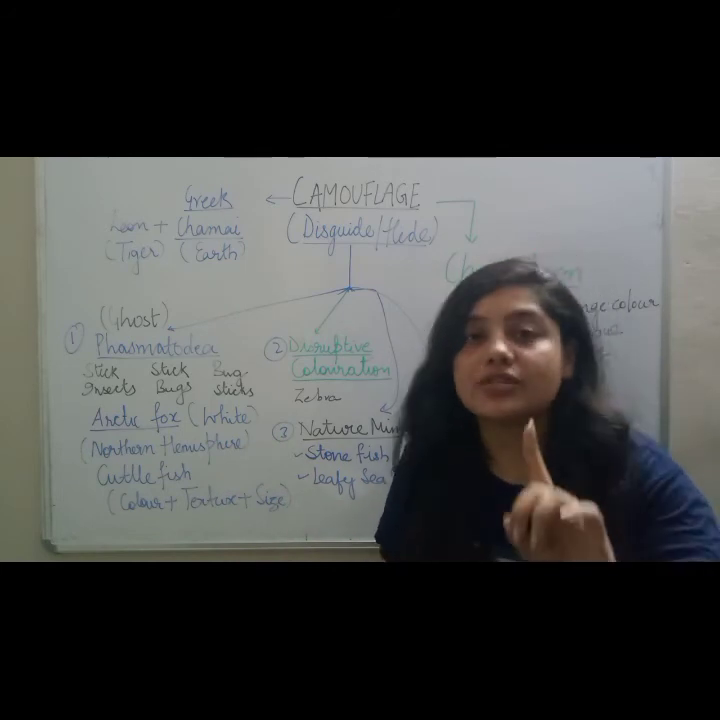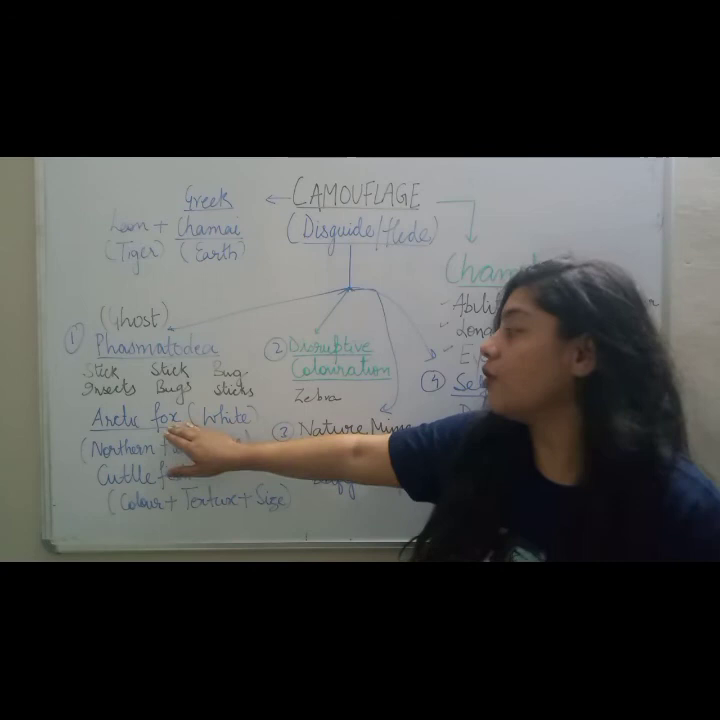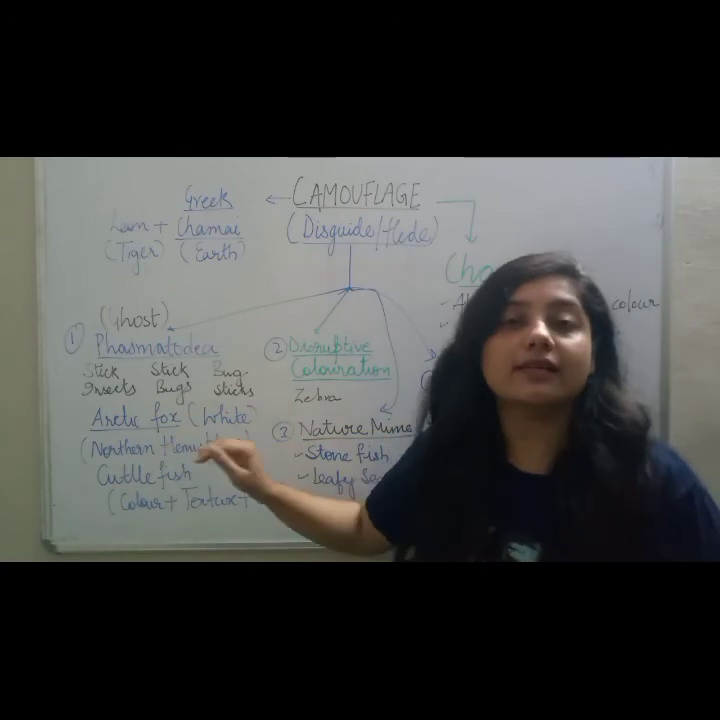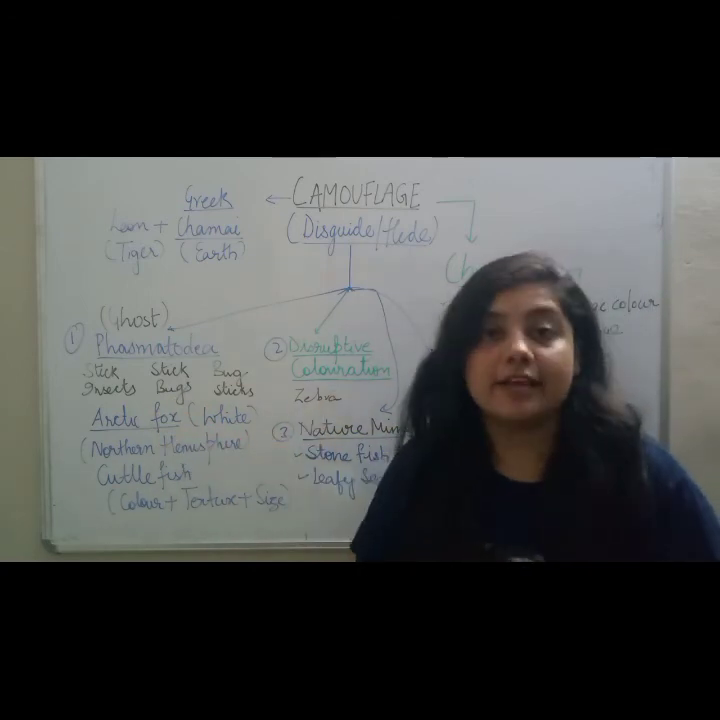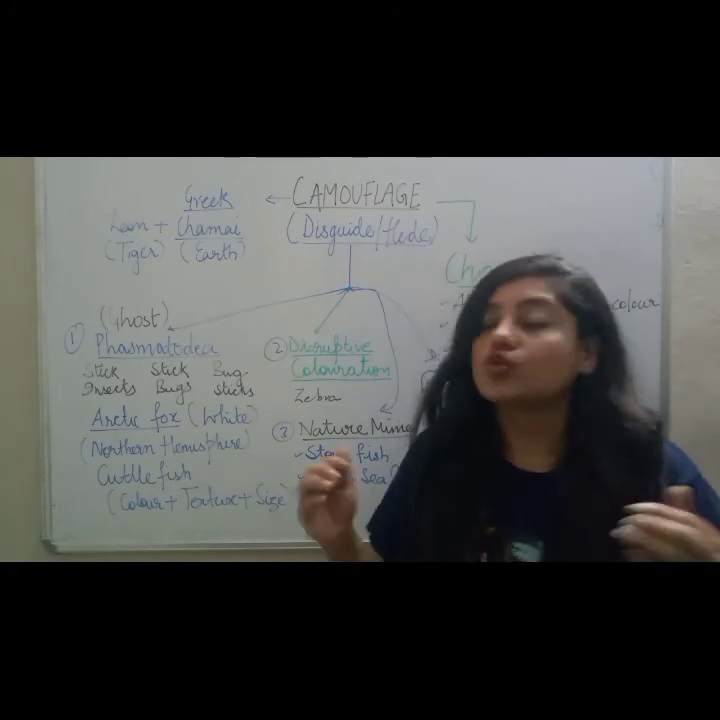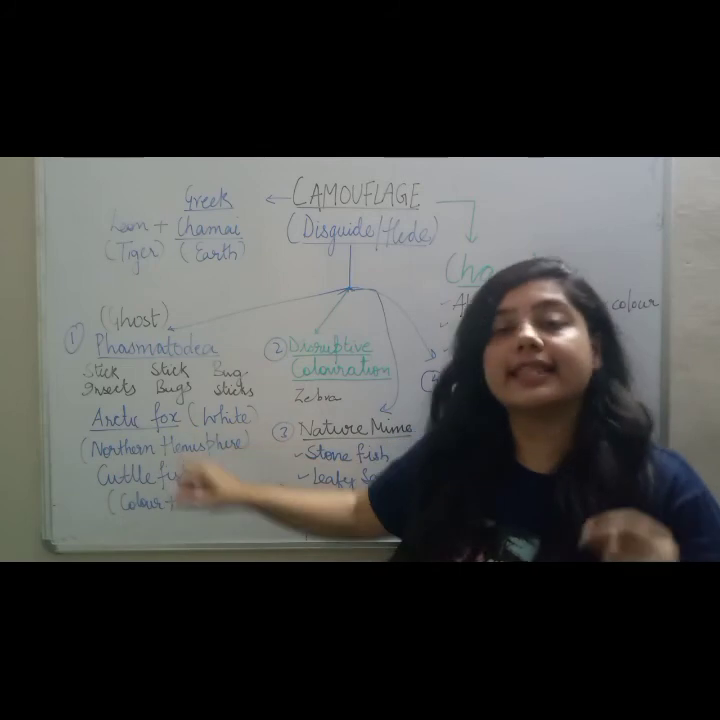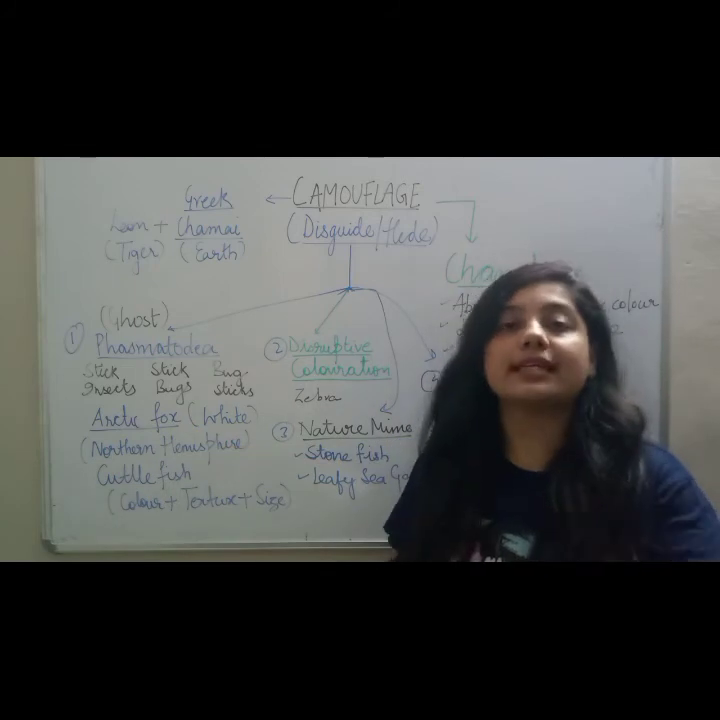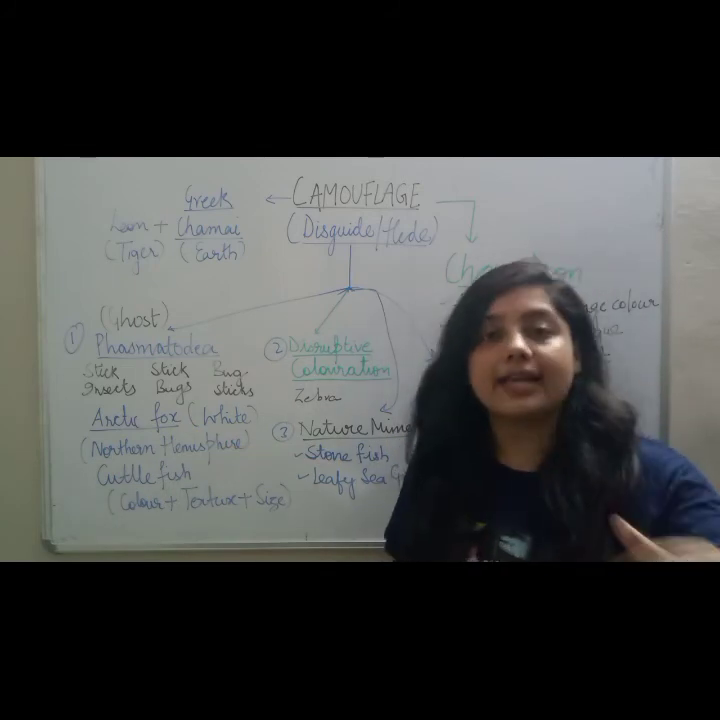But there is one restriction to it. This Arctic fox can only adjust in the land where there is ice. If you take the Arctic fox here, then of course it can easily be identified. So there is one restriction with the Arctic fox, and that is it can only be present in the islands or wherever there is ice all around.